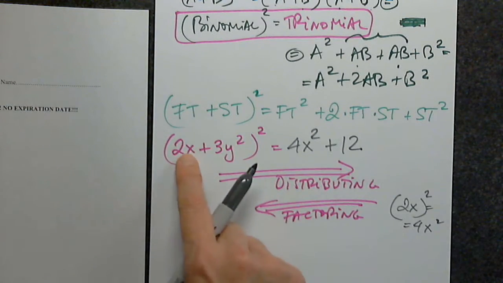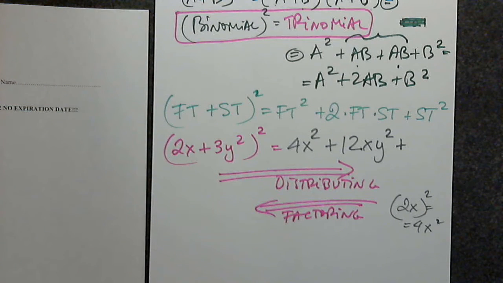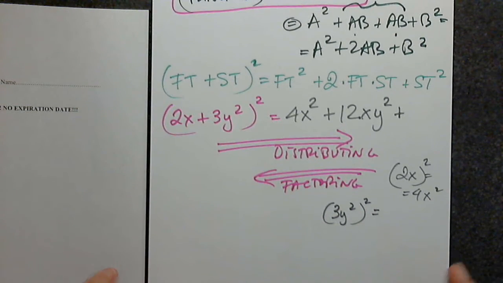Excellent. Times x times y squared. Plus. And now I have to square the second term. So let's square 3y squared and see what we get. 9, indeed. Yes.